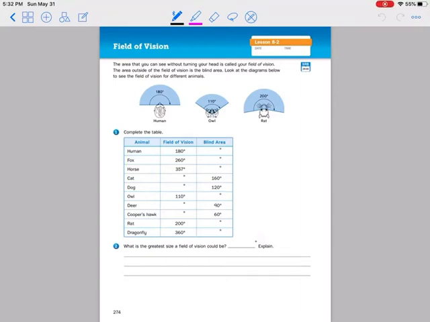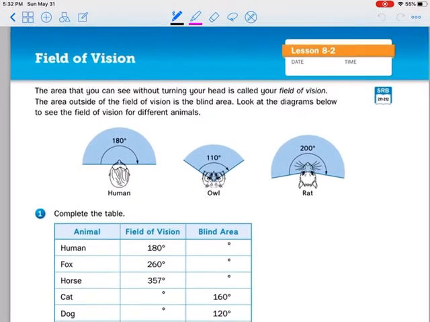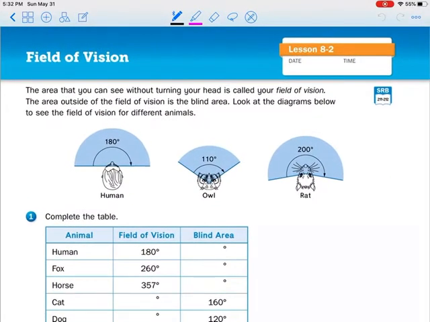All right, here is the first math journal page. I am on page 274. So you should see field of vision at the top as the header. So I'm going to zoom in. So let's read the directions. The area that you can see without turning your head is called your field of vision. The area outside of the field of vision is the blind area. Take a look at the diagrams below to see the field of vision for different animals.